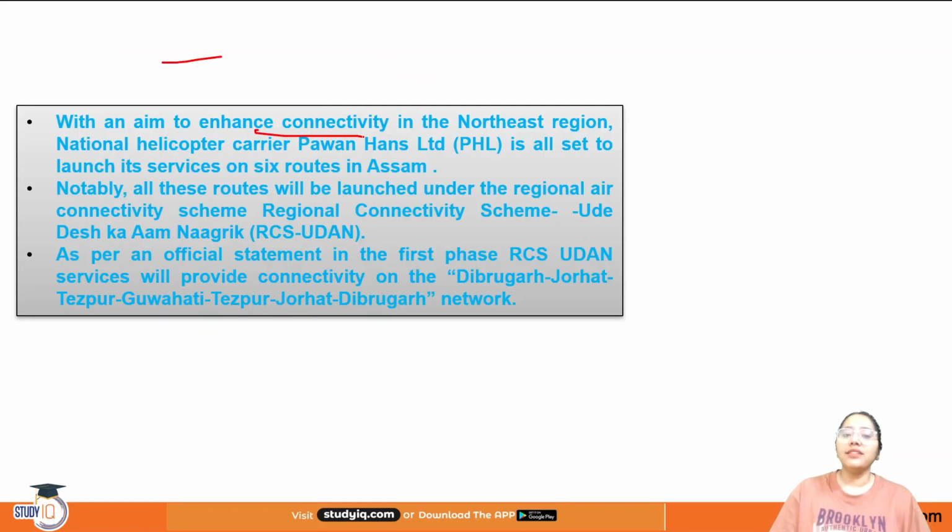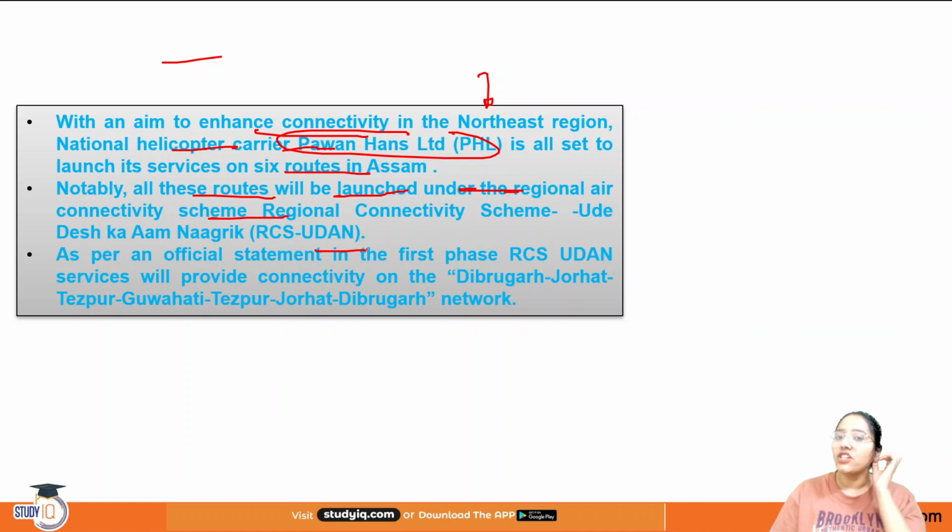So it will enhance the connectivity in the northeast region. National helicopter carrier Pawan Hans Limited will start chopper activities on the 6 routes of Assam. All these routes will be launched under the Regional Air Connectivity Scheme, which is UDAN. It is known as UDAN, Ude Desh Ka Aam Nagrik. As per the official statement, in the first phase, RCS UDAN service will provide connectivity on the Dibrugarh, Jorhat, Tezpur, Guwahati, Tezpur, Jorhat, Dibrugarh network.